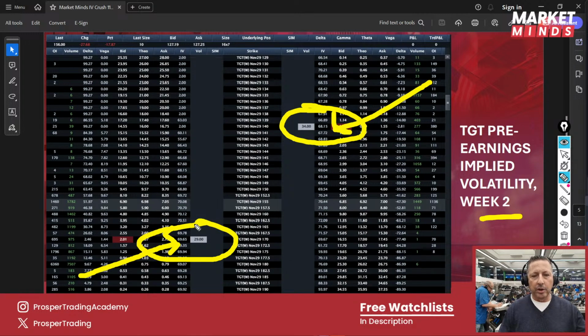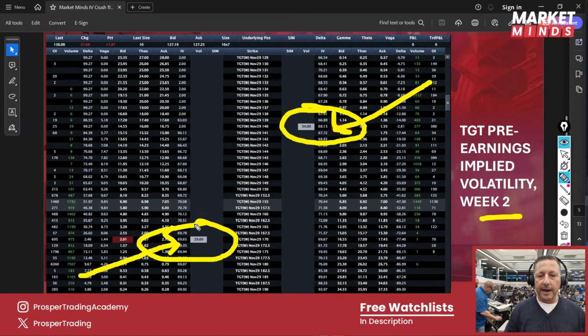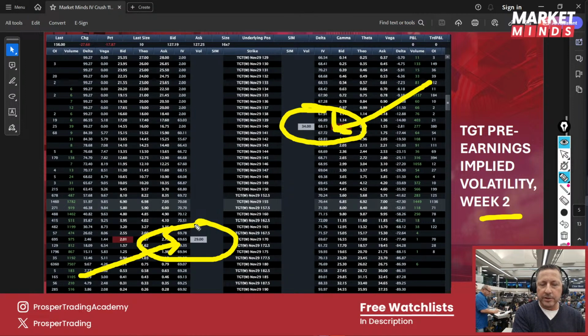Okay, now you can also see the override that I put in there for those options for week two. A crush down to, is at 34 and 29. Okay, why am I doing that? And how do I know what those vols are actually going to go down to? Well, I know it because I've been doing this for 35 years.